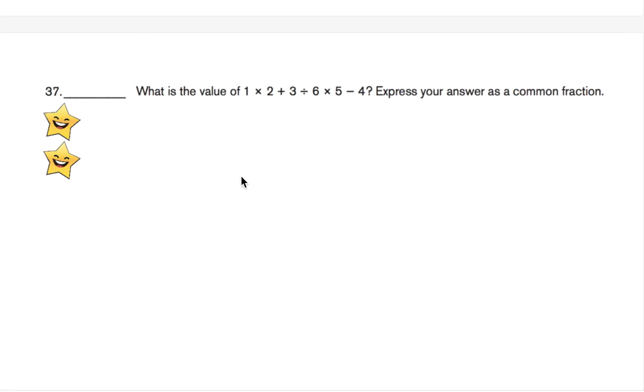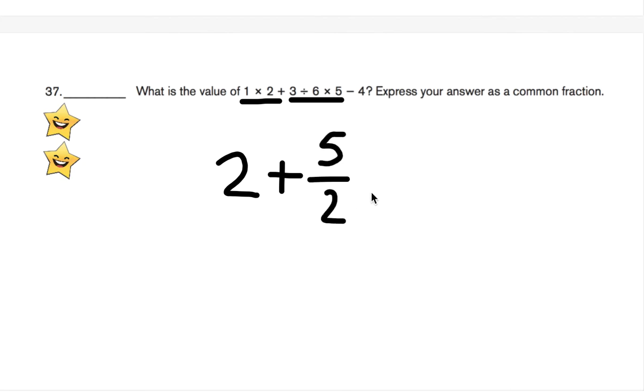Number 37. What is the value of blah, blah, blah? Express your answer as a common fraction. Well, again, we're going to follow order of operations. So 1 times 2 is 2. Then over here we have 3 divided by 6, which is 3 over 6, or 1/2. 1/2 times 5 is 5/2, 5 over 2, minus 4.